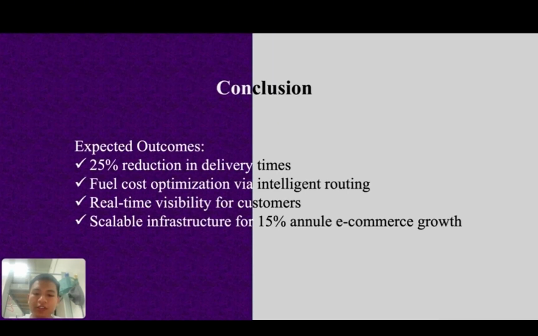In conclusion, the proposed DLMS is expected to bring several important outcomes to POS Malaysia. First, it aims to achieve a 25% reduction in delivery times by improving logistic coordination and route planning. Second, it will support fuel cost optimization through intelligent routing. It helps the company reduce unnecessary travel and improve efficiency.